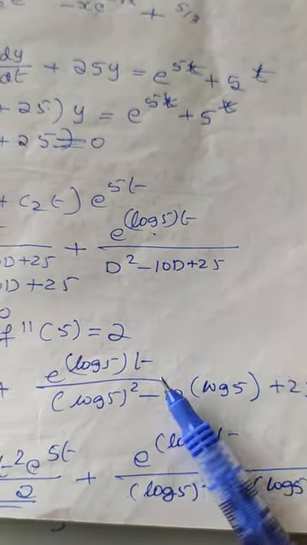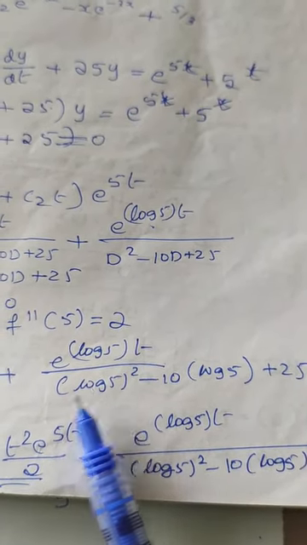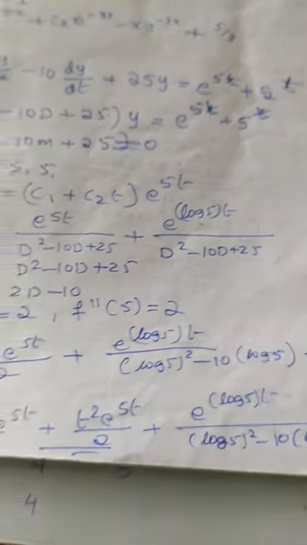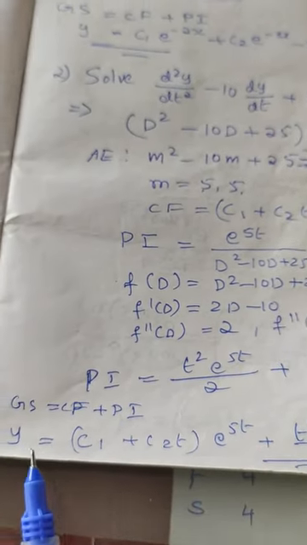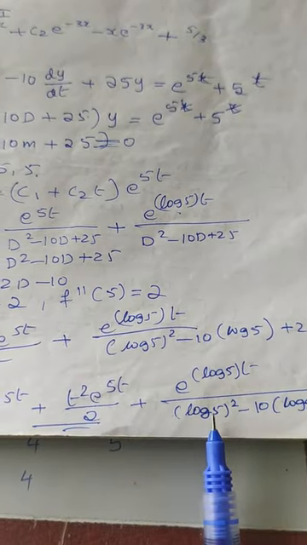Replace d by log 5. That's it. No need to simplify. No need to find the value of log 5. Just replace d by log 5 and leave it. That's it. Now, general solution is CF plus PI. This is your CF. This is your PI. Okay. Next problem. Third problem.